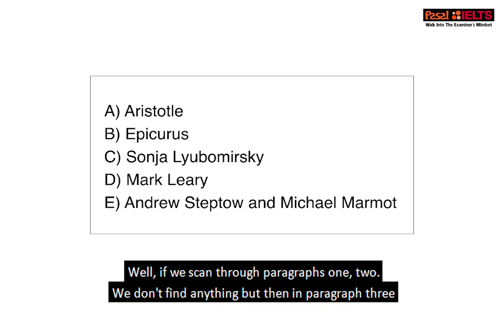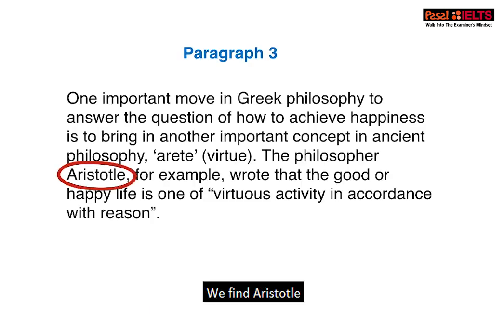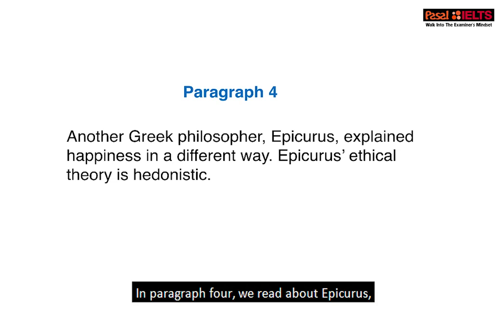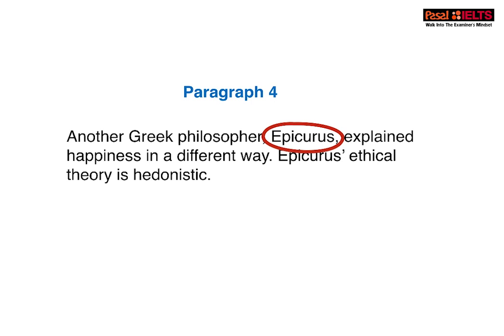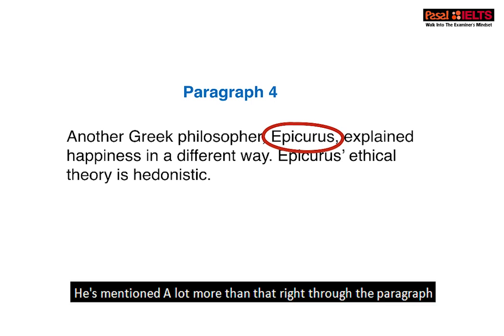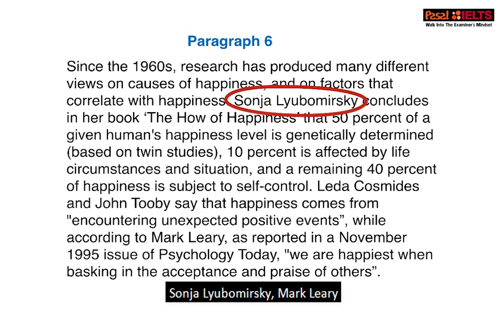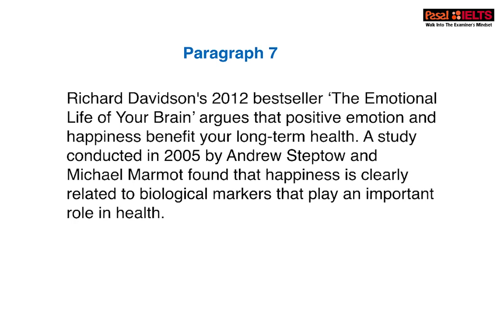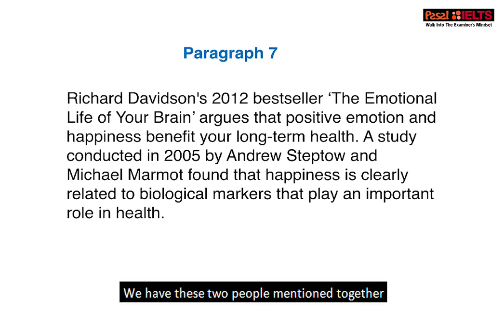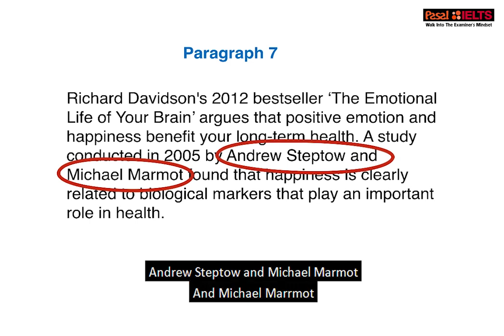Well, if we scan through paragraphs 1 and 2, we don't find anything, but then in paragraph 3, we find Aristotle. In paragraph 4, we read about Epicurus, but that's just the beginning. He's mentioned a lot more than that right through the paragraph. In paragraph 6, we have 2 people mentioned, Sonia Lubomirsky and Mark Leary. Then finally, in paragraph 7, we have these 2 people mentioned together, Andrew Steptoe and Michael Marmot.